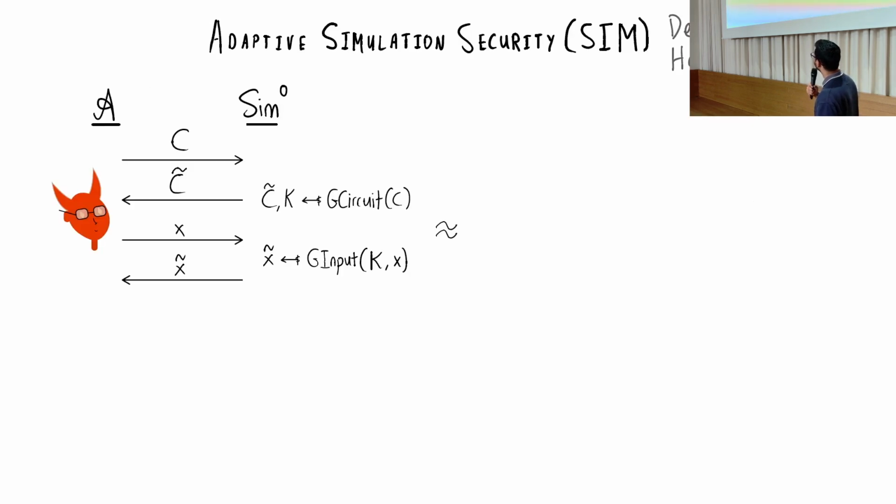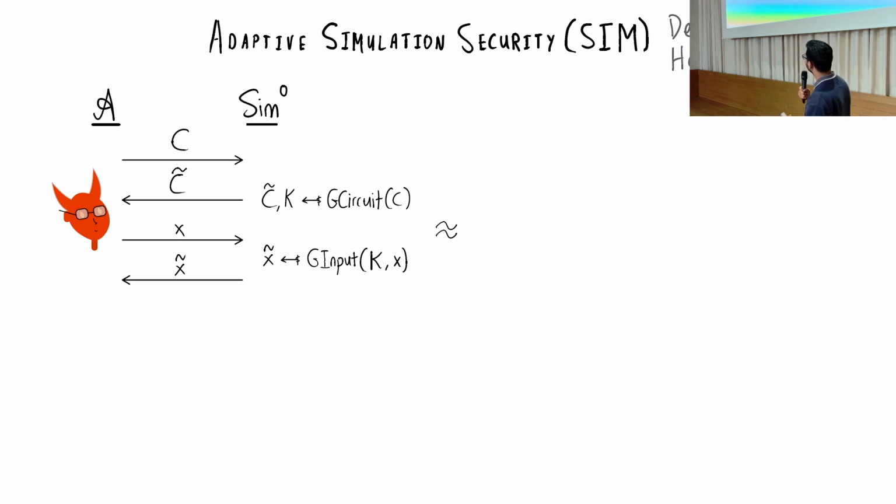Okay, so how do we define security? This, as Rahul pointed out, was first introduced or defined formally by Bellare, Hoang, and Rogaway in a simulation style, which seemed natural at the time because the selective security of garbling schemes is defined in this style. So why not also the adaptive security?